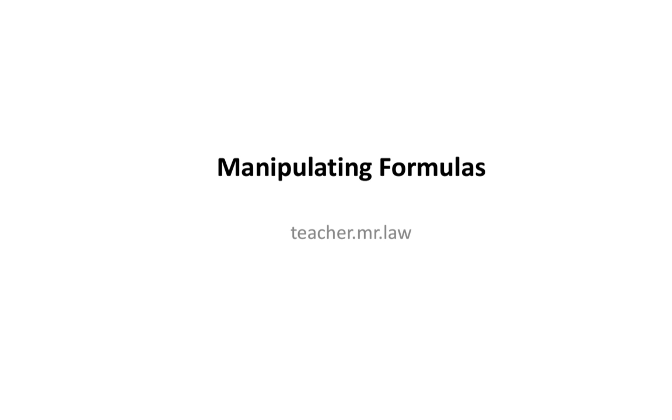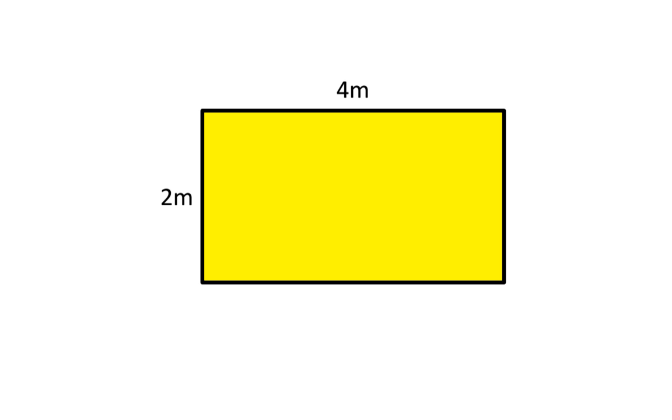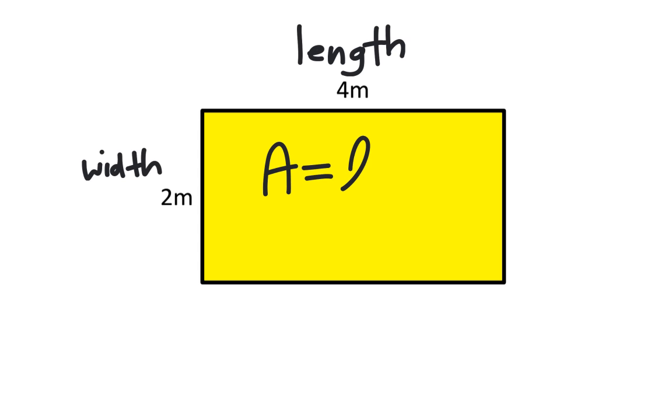In today's lesson, we'll be learning how to manipulate formulas. As you can see, we have a yellow rectangle. Its length is 4 meters, while its width is 2 meters. How would you find the area of a rectangle? If you recall, the formula for area of a rectangle is length times width.